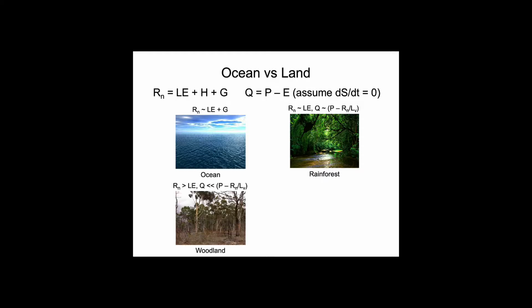For a woodland, the landscape is considerably drier, so not all the net radiation is transferred back via latent heating, but also sensible heating. And in terms of the water balance, runoff is much smaller than the P minus E relation. For deserts, a lack of water means that most of the net radiation is balanced by sensible heating with limited latent heating, and due to a lack of moisture, runoff approaches zero.